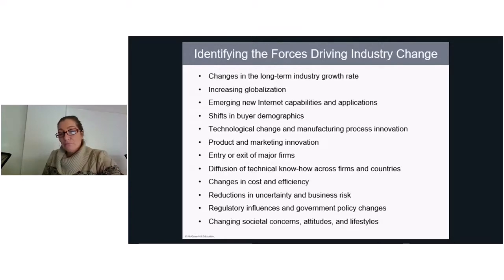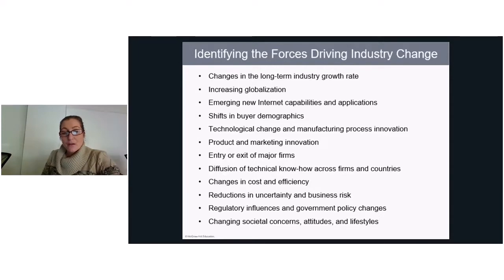What about the consumer trends, the buyer trends? Are there shifts in demographics there? Have we got technological change and manufacturing process innovations to consider? What about product and marketing innovations? Have we got new entrants that we need to consider, or exits of major firms? Is there a diffusion of technological know-how across the firms and the countries? What about changes in costs and efficiency?